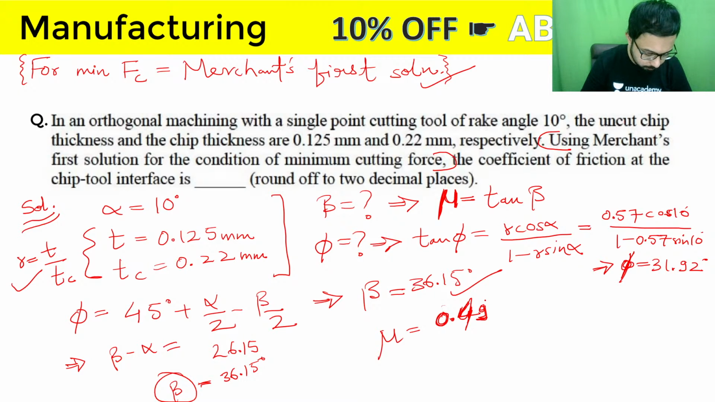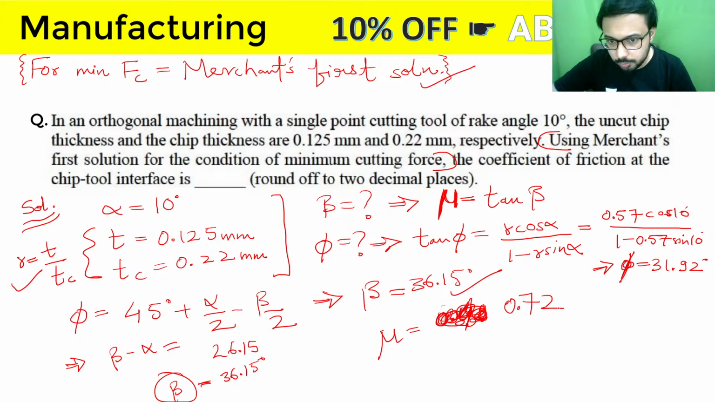So phi was coming out as, again I will just check it out because the calculation is lengthy. Phi is coming out as tan inverse of 0.57 cos 10 divided by 1 minus 0.57 sin 10, which is 31.92. I think I made some mistake. Now the calculation is coming out as 0.72. The correct answer is 0.72, and beta was also coming out as 36.15. So tangent of 36 is 0.72, and this is the answer to this question.